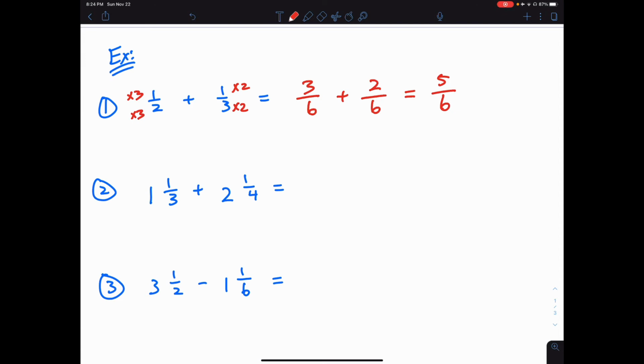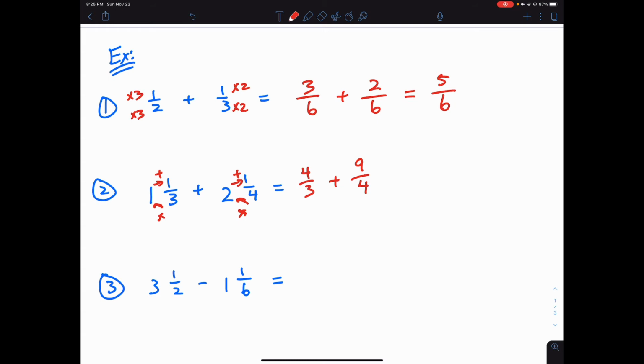Now let's take a look at example number 2. Okay, we see here that we have two mixed fractions. So we need to change them both into improper fractions first. So again, first step, we're going to multiply and then we add. So 3 times 1 is 3, plus 1 is 4. So we get 4/3. Same thing, we're going to multiply and then we're going to add. So in this case, 4 times 2 gives us 8, plus 1 gives us 9. So we get 9/4.